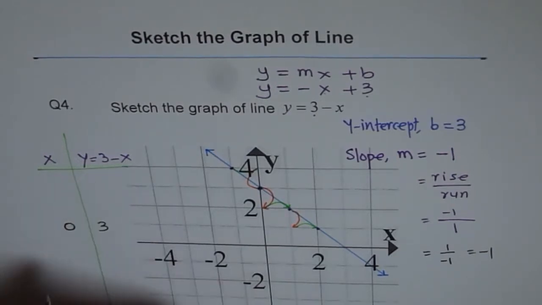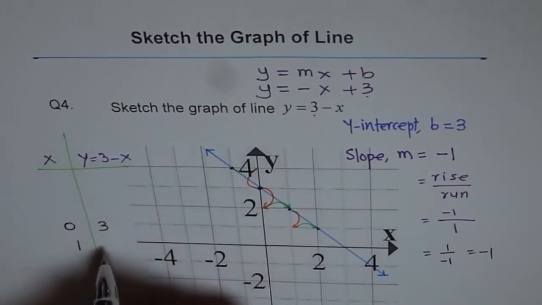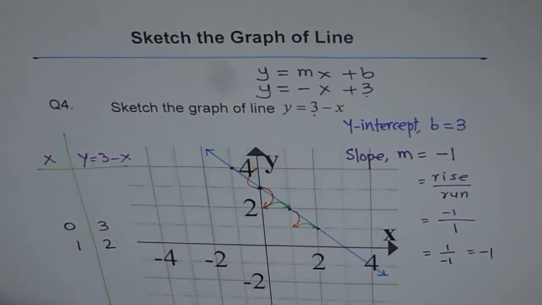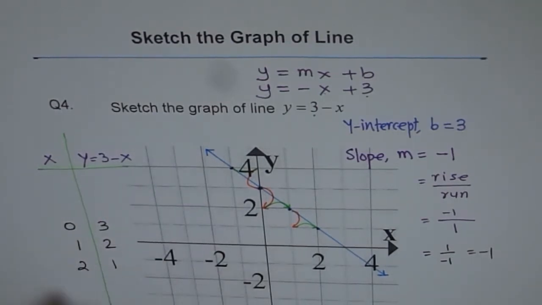Then let's take x as 1. If x is 1, y should be 3 minus 1, which is 2. Perfect. Let's take x as 2. 3 minus 2 is 1. Perfect. 3 minus 3 is 0. We already have 4 points, right? Why bother about complicated numbers like minus 10, minus 20 and all? These are good enough numbers. You need only 3 to put them straight. 2 are also good enough, but 3 are better, correct? So I'll suggest take 3 numbers. 0, 1, 2, 3 are very good numbers, right?